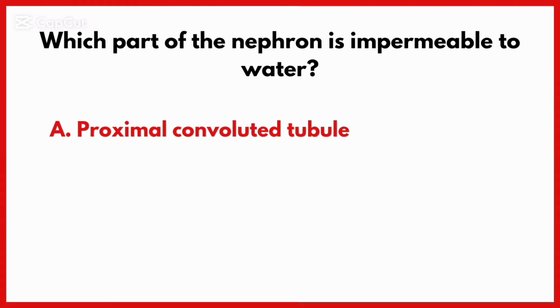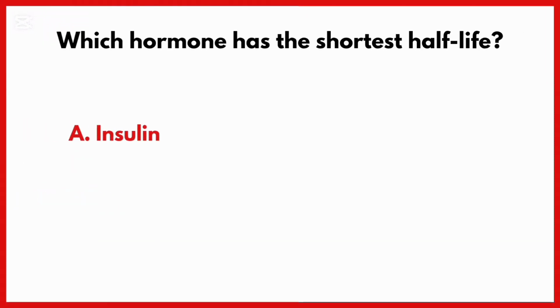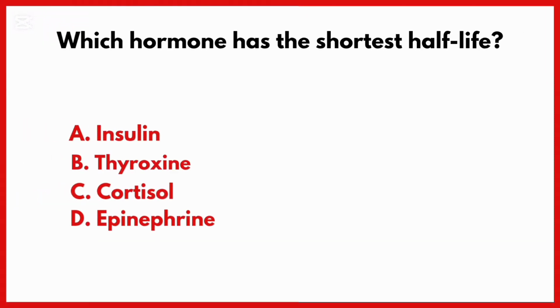Which part of the nephron is impermeable to water? Correct answer is option C, ascending limb of loop of Henle. Which hormone has the shortest half-life? Correct answer is option D, epinephrine.